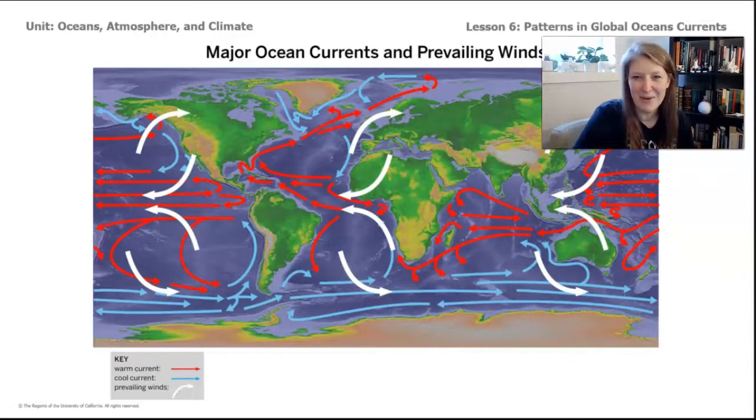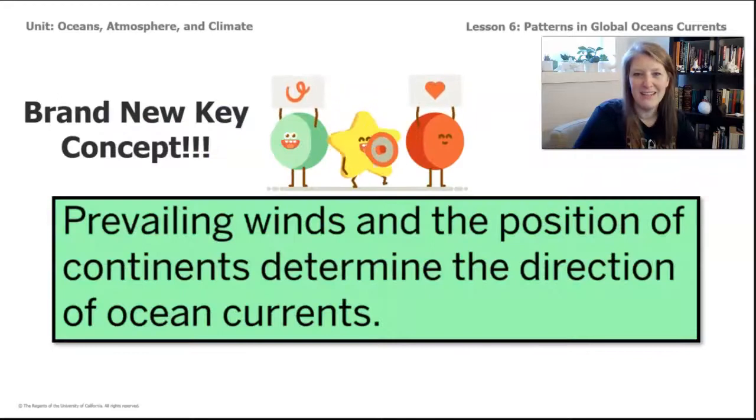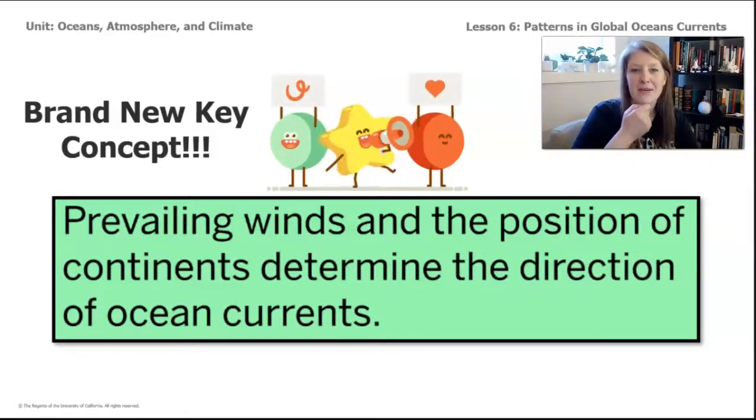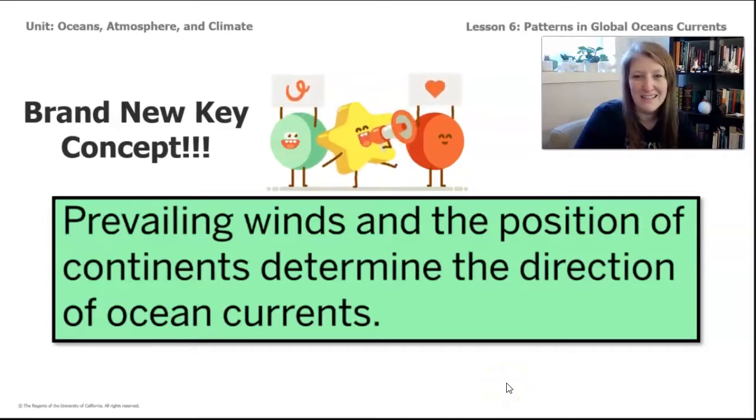So this is an exciting moment because we've just uncovered another key concept. This key concept says prevailing winds and the position of continents determine the direction of ocean currents. If we think back to the beginning of lesson 6, we wondered what could cause currents to change, but we knew that before we could answer that question, we had to first be able to explain what could cause currents to form. So now that we know that, we're ready to start thinking about what could cause an ocean current to change. I want you to think about that before we go on to lesson 7, where we're going to discover some answers to that question.